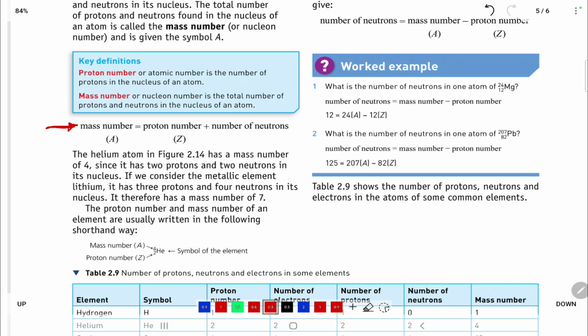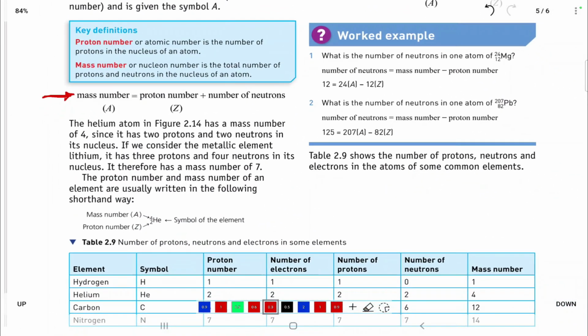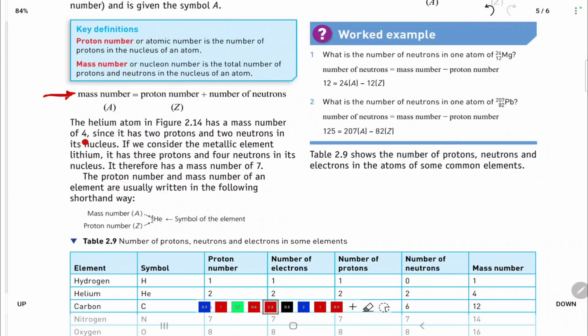In our session, mass number equals proton number plus the number of neutrons. So mass number is equal to proton number plus number of neutrons. Now we have this example, the helium atom. The helium atom in figure 2.14, which we went through last session, has a mass number of 4 since it has 2 protons and 2 neutrons in its nucleus.